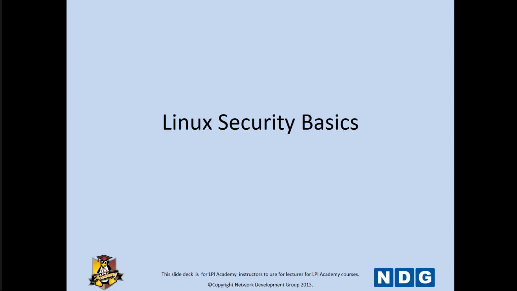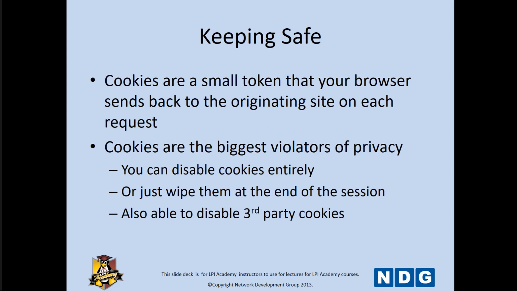Basic Linux security. Cookies are, when you browse a website, they may leave small tokens that your browser may send back to the originating site based off a request. Cookies are the biggest violators of privacy. So in Linux, you can actually disable cookies entirely, or you can just delete them.